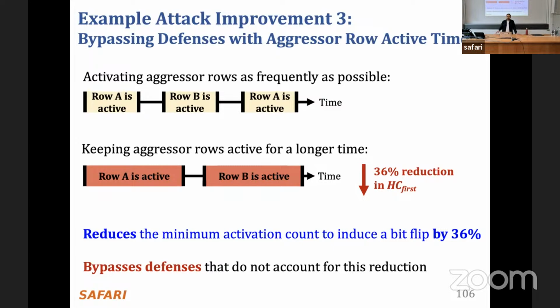Okay, so are you asking about the experimental methodology in this paper, or in a more realistic scenario in a real system? Okay, so the question is, how can we keep rows active longer in a real system?